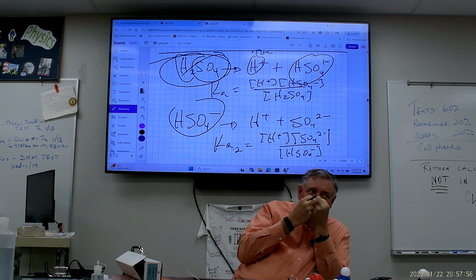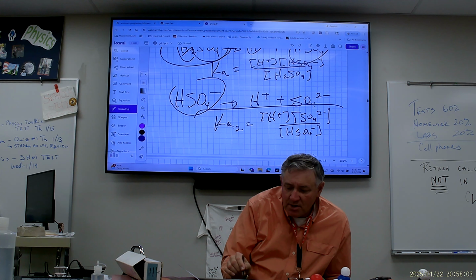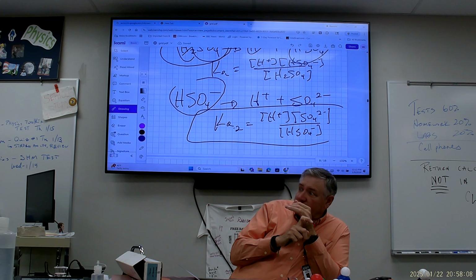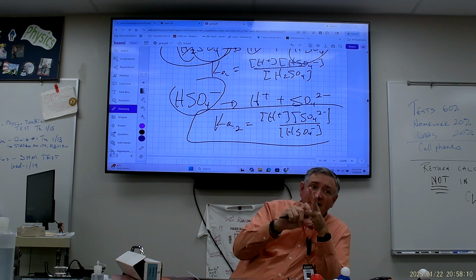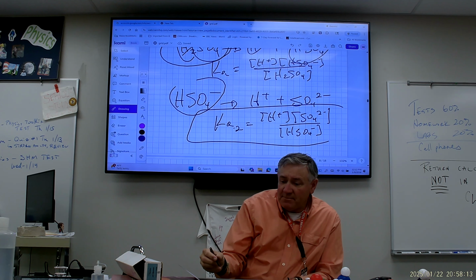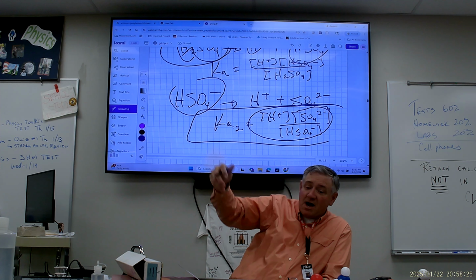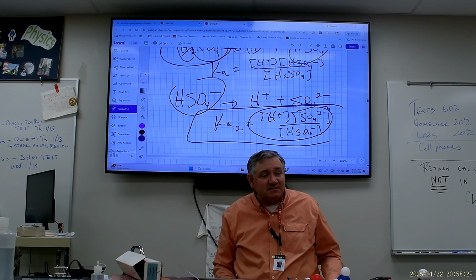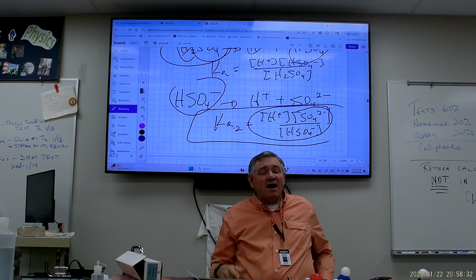Okay? So this is why mathematically you can find a Ka value for HSO4, but you can't find one for H2SO4. What that means is that there is a mathematical value you can determine for this one, but you can't find it for the first one. Okay? Does that make sense? So this is why I'm going to make you memorize the strong acids, so that we avoid that awkward situation.